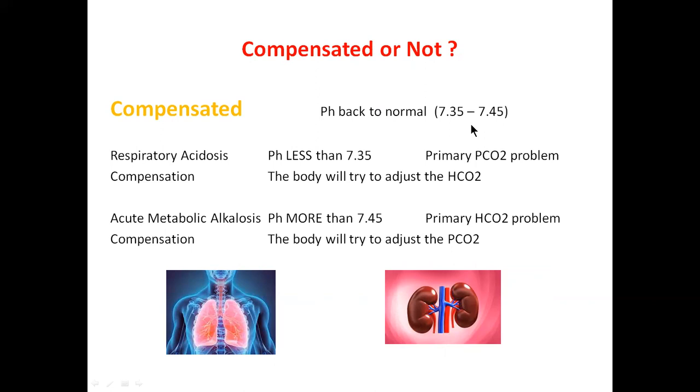Now, this you have to really understand, okay? So, if it is a respiratory acidosis, the pH is less than 7.35. And because it's respiratory, we know the primary problem is with the PCO2, right? So the organ that's going to help is the kidneys, and it'll adjust the bicarb, okay? And so if it is an alkalosis, then obviously the pH is more than 7.45, right? So because it's a metabolic, the primary problem is with the bicarb.